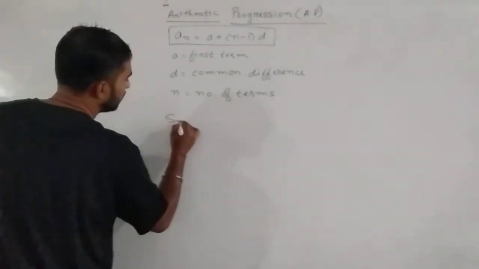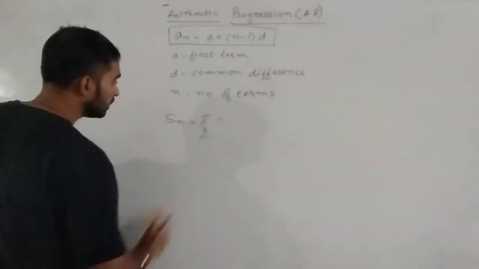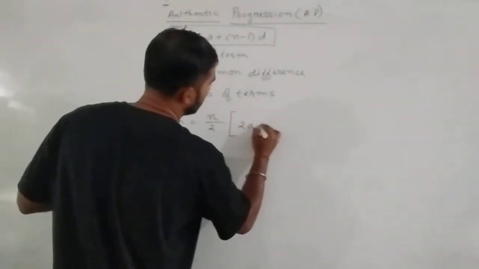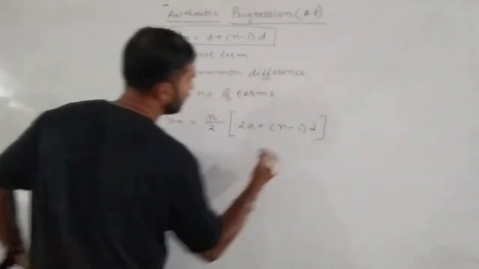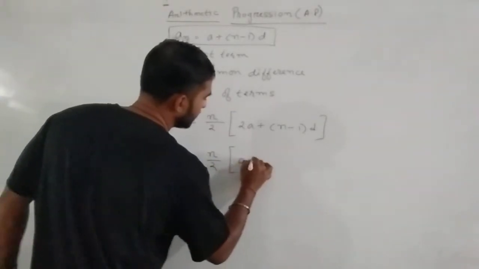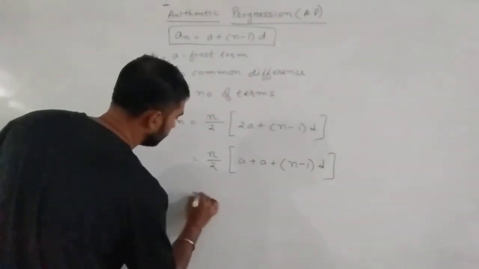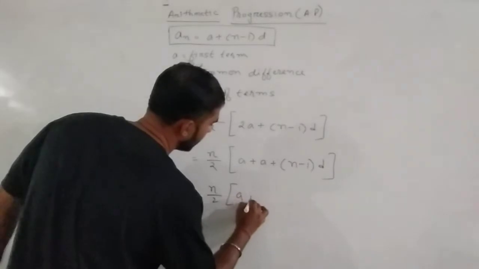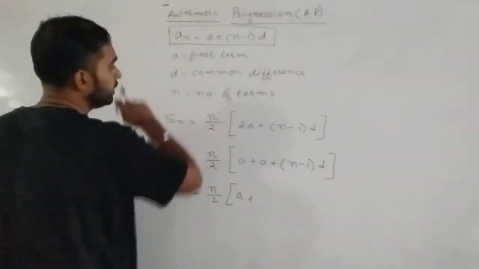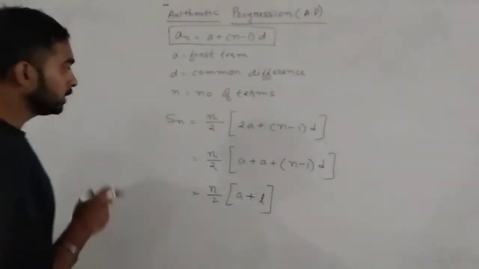Similarly, Sn is the summation of n terms, that is n by 2 twice A plus n minus 1 into D, and the second one is n by 2 A plus, A plus n minus 1 D, which is equal to AN, and this is also known as L, that is the last term. So there are two formulas to find the Sn.